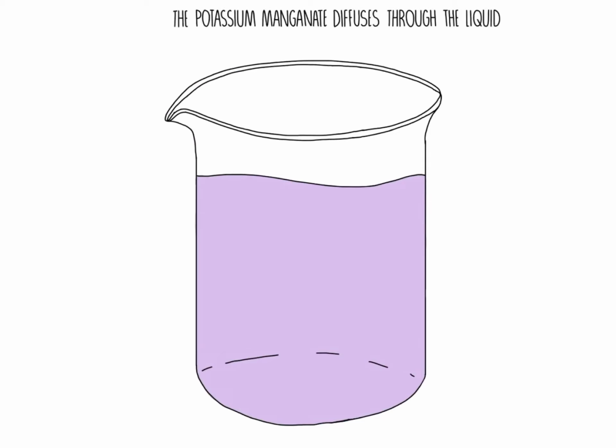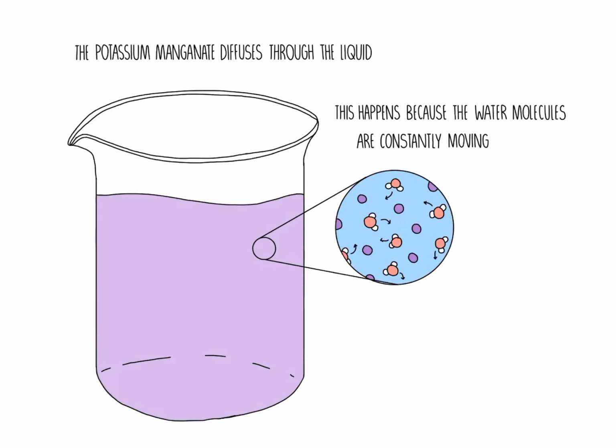This is because the random motion of the liquid particles causes the purple colour to be evenly spread out through the water. So that experiment proves that the particles of a liquid are constantly moving.